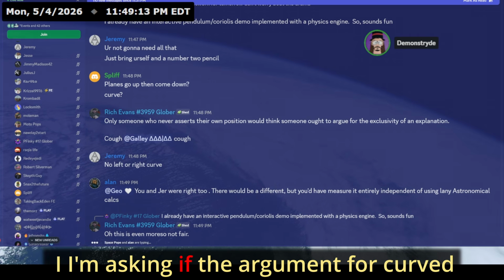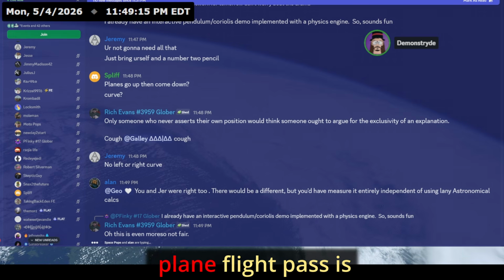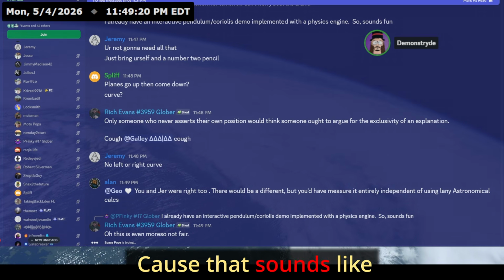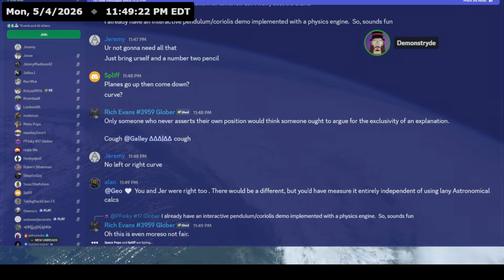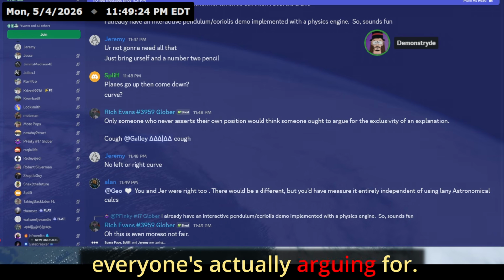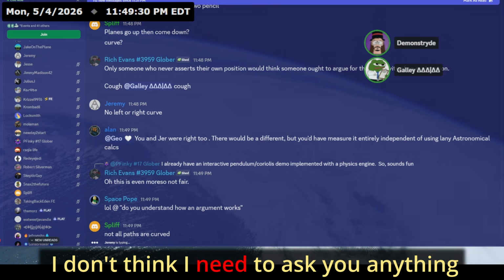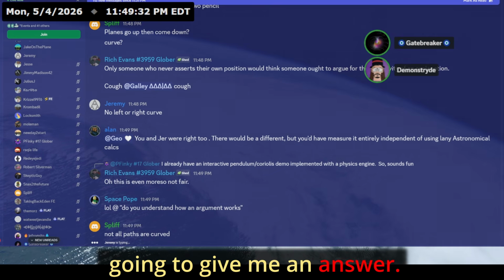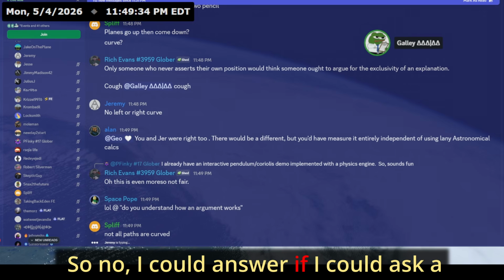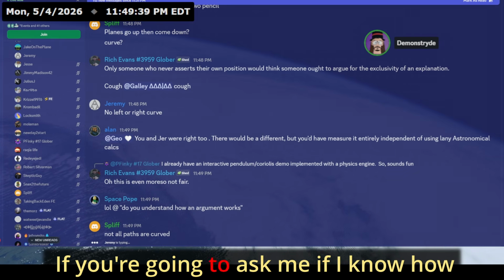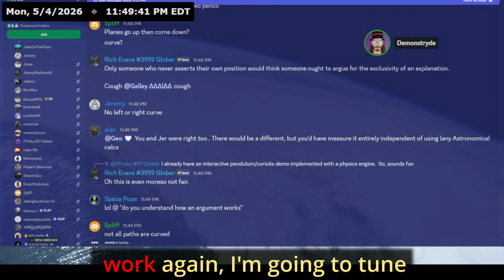Yeah, I'm asking if the argument for curved plane flight paths is there to help further the globe lie, because that sounds like what the argument has been, and I'm just wondering if that's what everyone's actually arguing for. Oh, you're asking everybody, not me? All right, then I don't need to answer. I don't think I need to ask you anything since you're never going to give me an answer. So as I was, no, I could answer if I could ask a clarifying question about what you mean by argument. If you're going to ask me if I know how conversations work again, I'm going to tune you out again.